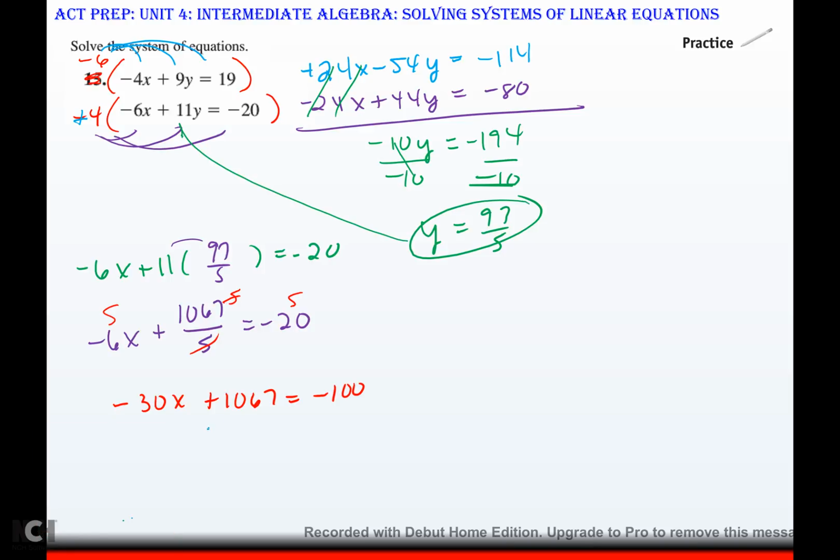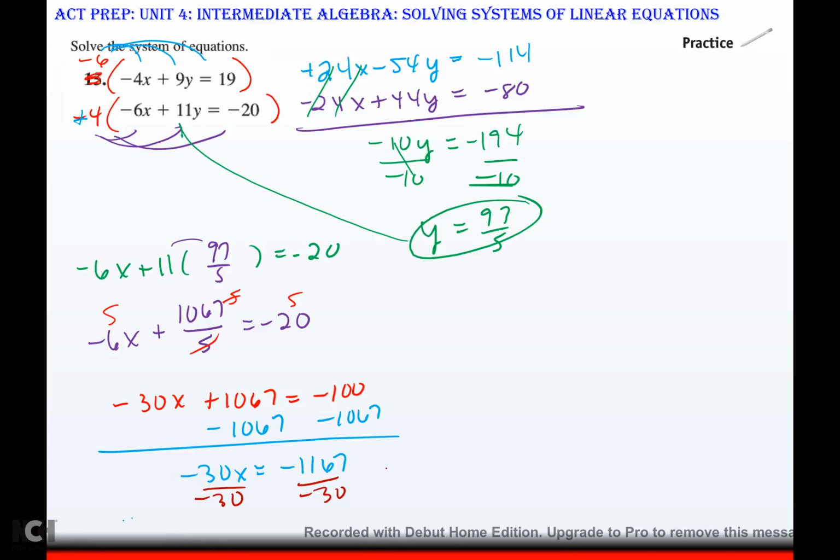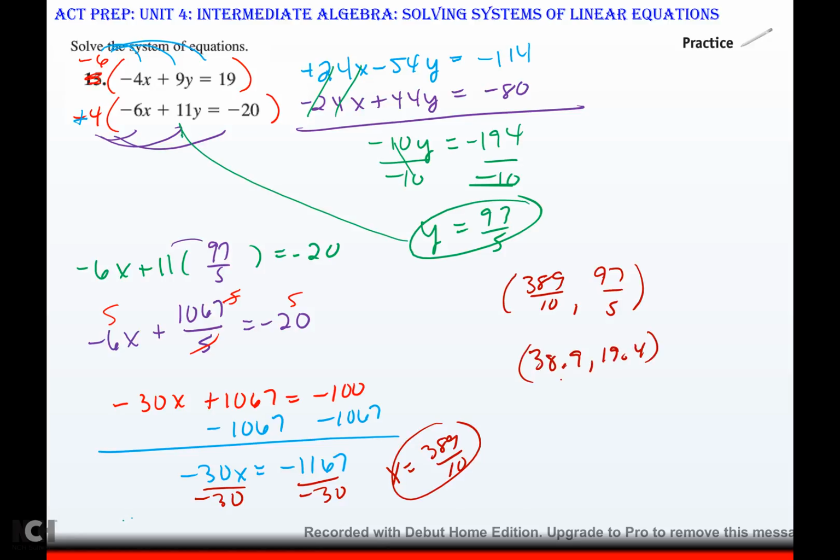So now I'm going to subtract 1067. That gives me -30x equals -1167. Divide by -30, and I get x equals, if you math enter it, 389/10. So my solution is 389/10, comma 97/5. And as a decimal would be 38.9, comma 19.4. Okay.